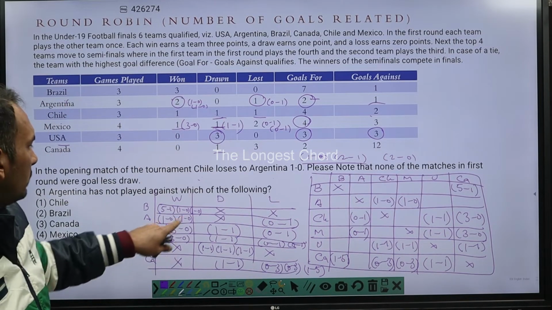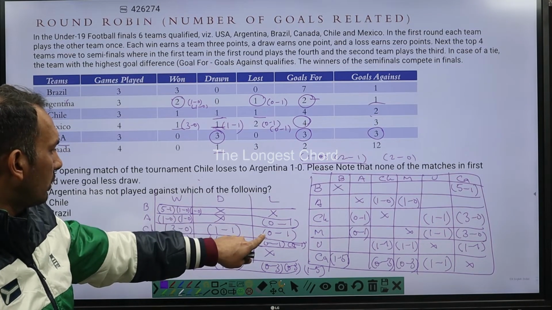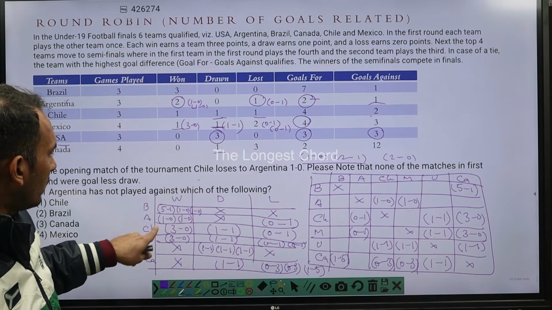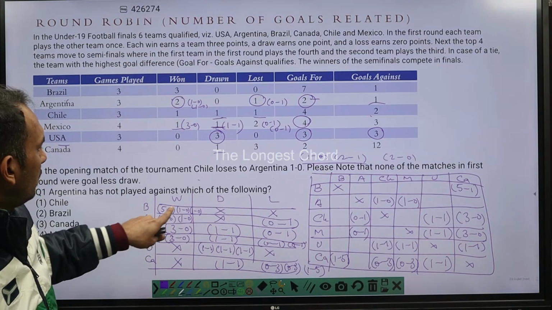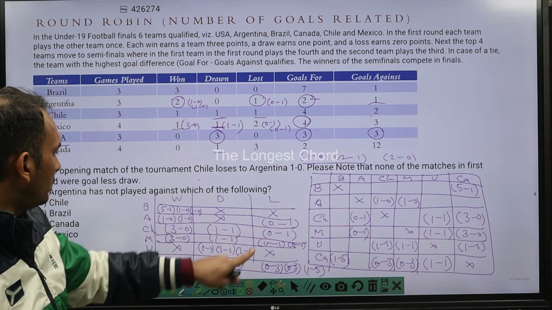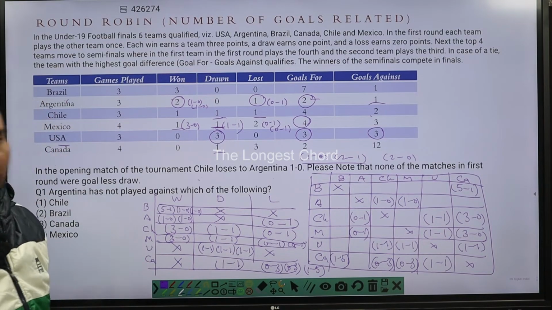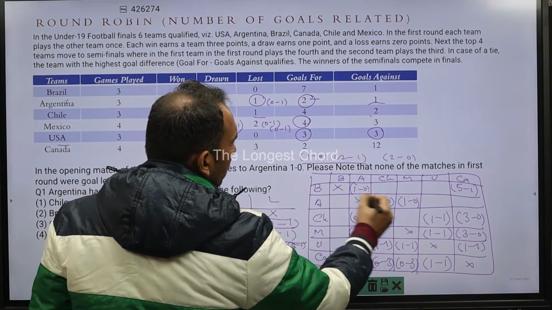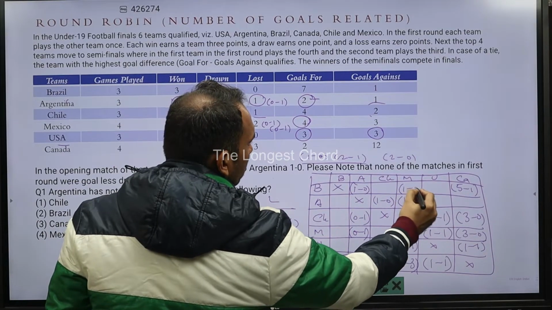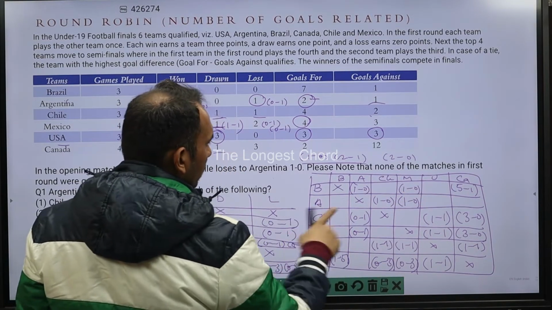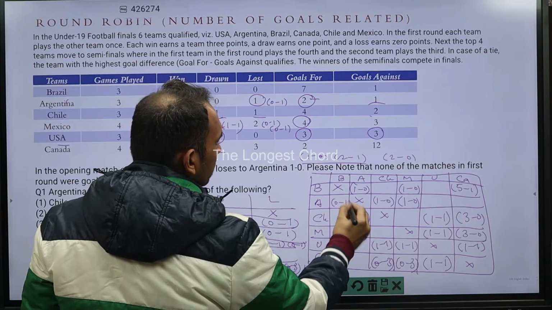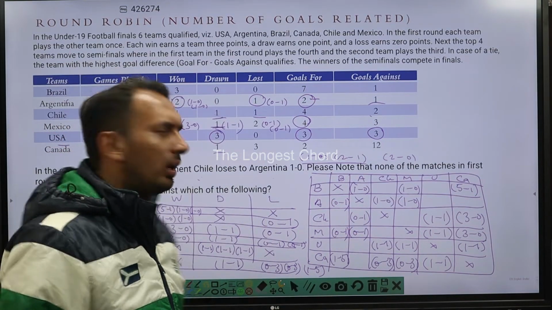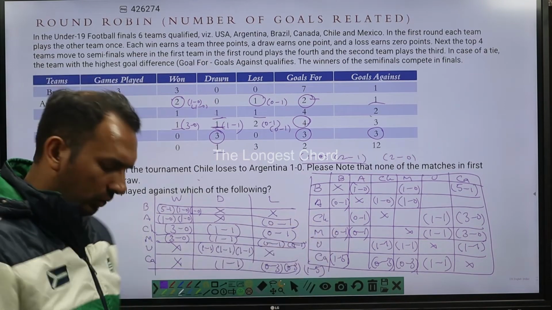Now Argentina, Chile is already sorted. Argentina has beaten Chile and Brazil has beaten too. So can I say that those two have to be Argentina and Mexico? So we can say Brazil has beaten Argentina and Mexico, or we can say Argentina got beaten by Brazil 0-1. So that's how we can arrange this data, and these two tables will help us solve the questions.